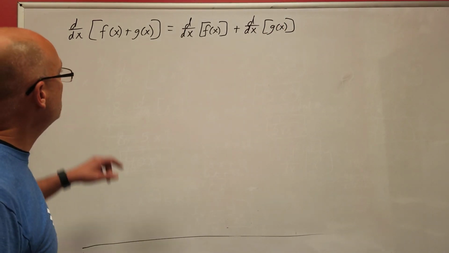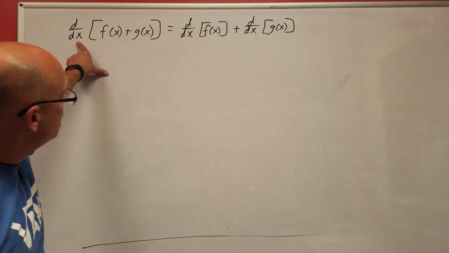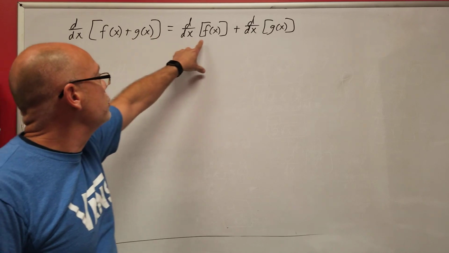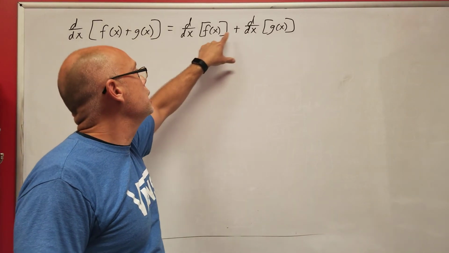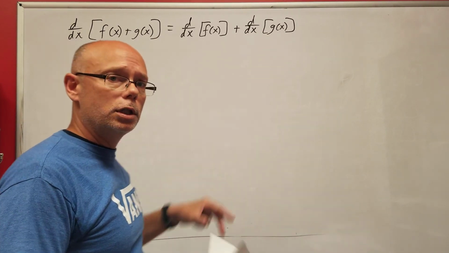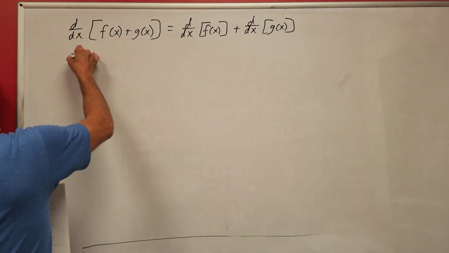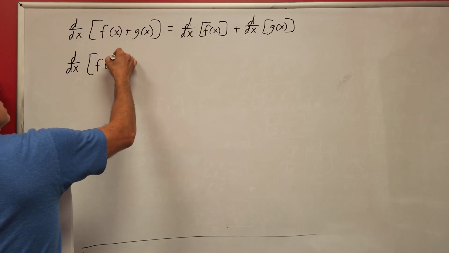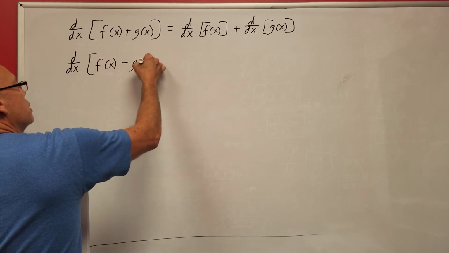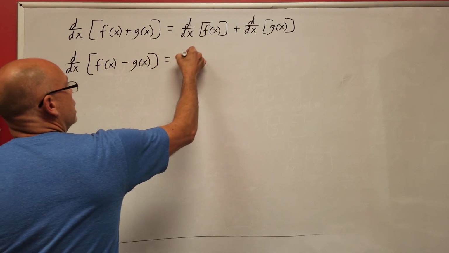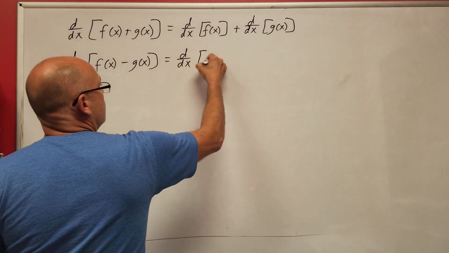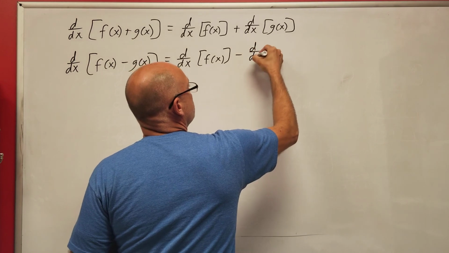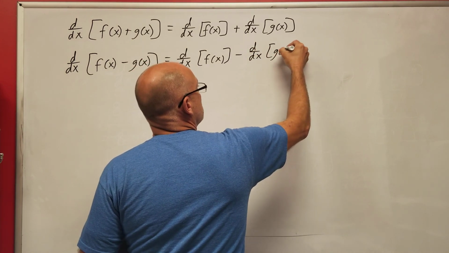So what does that mean? That means if I'm taking the derivative of two functions being added, I could take the derivative of the first function, then add it to the derivative of the second function. Same thing works with subtraction. If I have this f of x minus g of x I'm taking a derivative of, I could take the derivative of f and then subtract the derivative with respect to x of g.